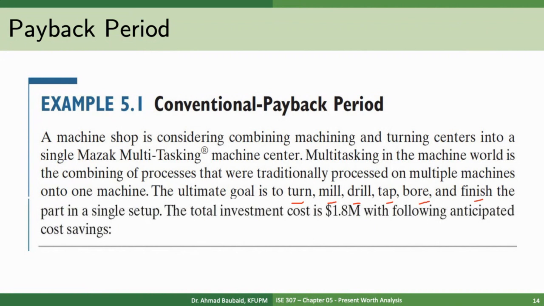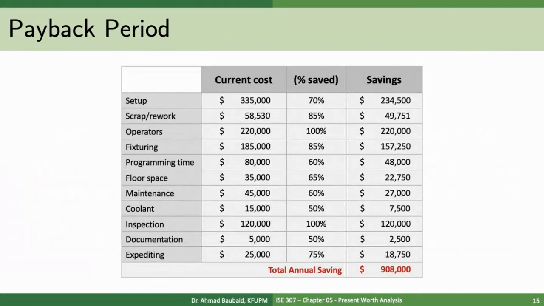And that investment cost is 1.8 million. And they give you the anticipated cost savings. Okay, so you know the investment and you know how much it's expected to save you. And this is what the savings look like, but they're broken down from an accounting perspective, where they broke down the savings into each category. They computed what the savings is, and what we're concerned about is really this number here at the end. It's the total annual savings. So this is how much they estimate this investment will save you every year.